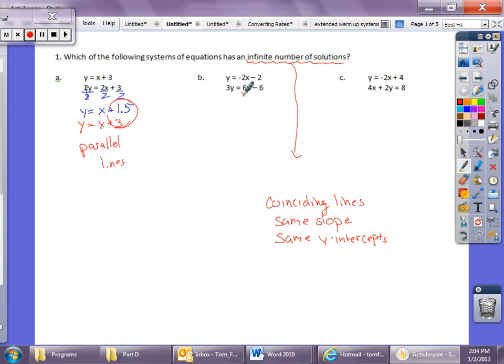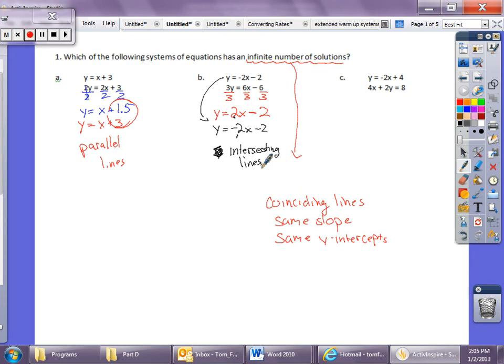When we look at letter B, once again, we have to write this in slope-intercept form. So we divide each side by 3. So we get y equals 2x minus 2. And then if I write down my top equation, it's y equals negative 2x minus 2. Well, they have the same y-intercepts, but they have different slopes. So that means these are intersecting lines, because they have different slopes.